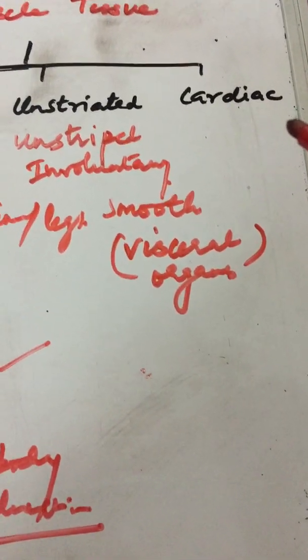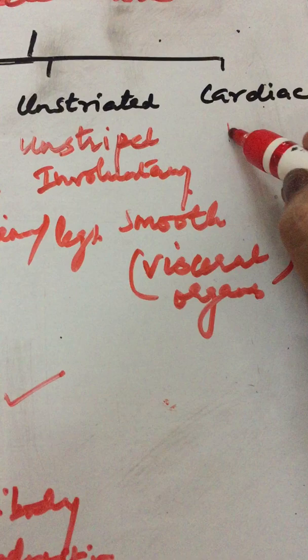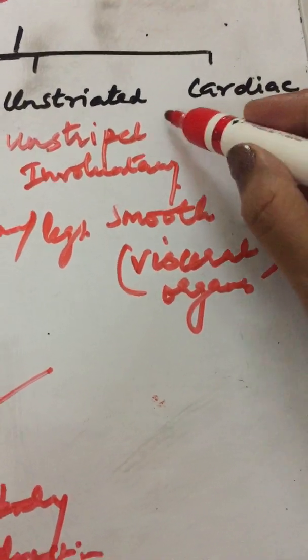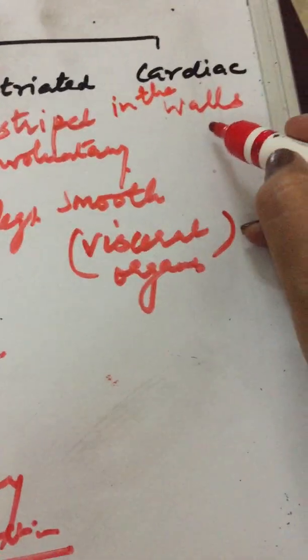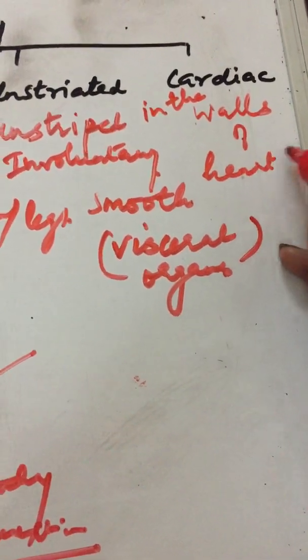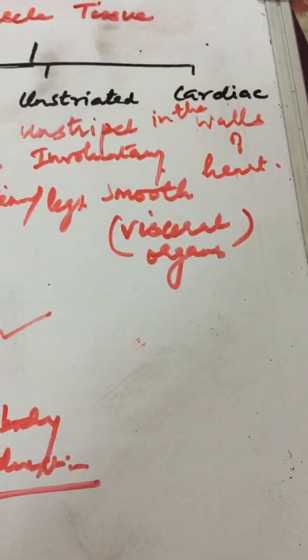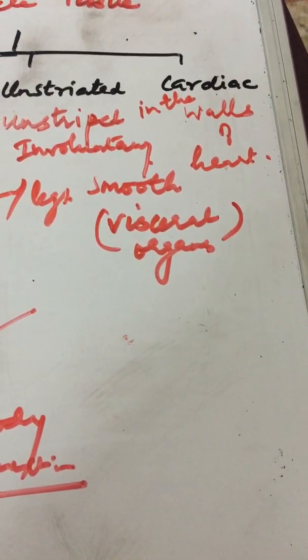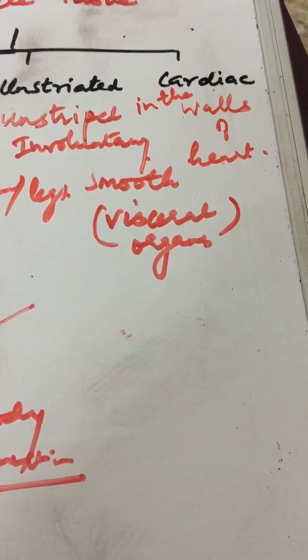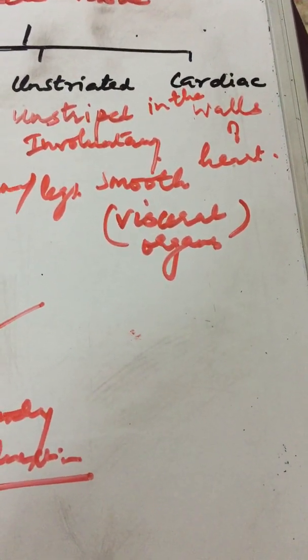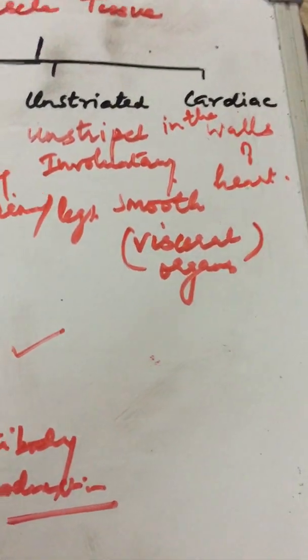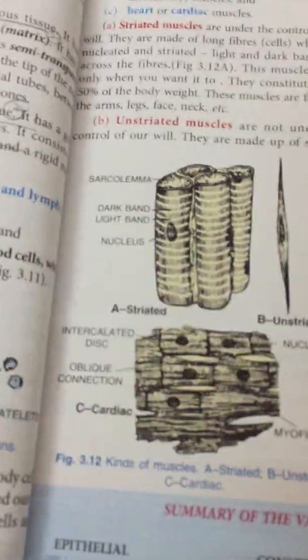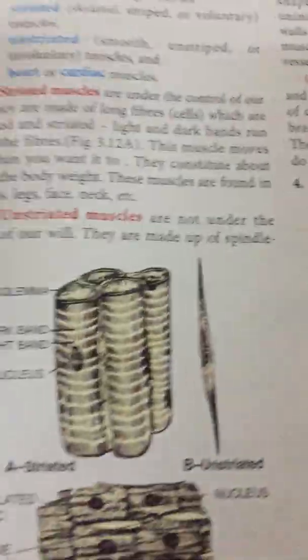Cardiac, as the name itself points out, these muscles are present only at one location, and that is in the walls of the heart. Now you know heart contracts and relaxes throughout life without getting tired. So cardiac muscles work tirelessly throughout life without getting tired, and they are present in the walls of the heart. If we compare the structure of the three muscles, let's refer to the diagram made in your books on page 29. These are the three muscles which are shown here.